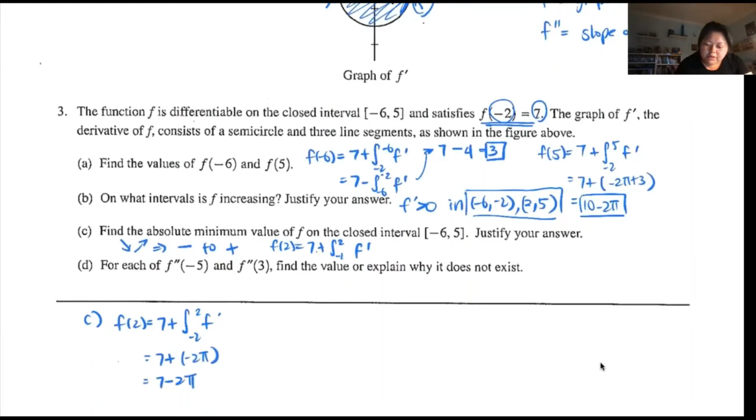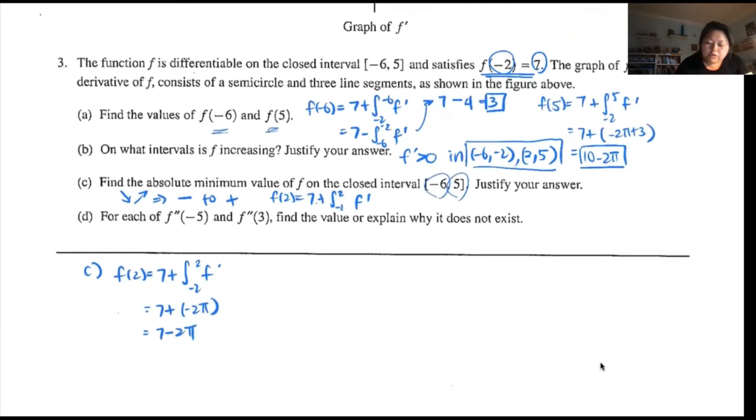So my endpoints are -6 and 5. So we have those two values from part A, right? So we knew that f of -6 was 3. f of 5 was 10 minus 2 pi.